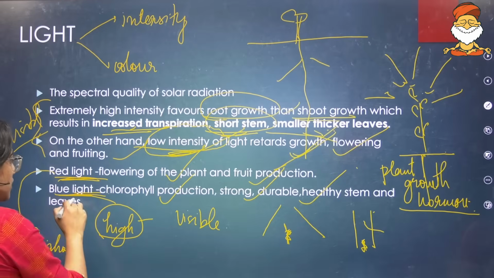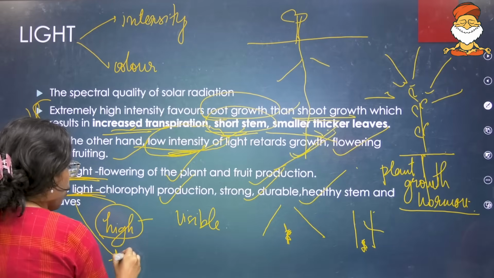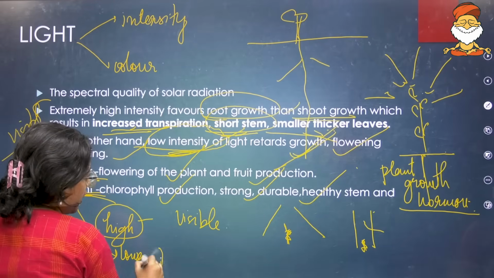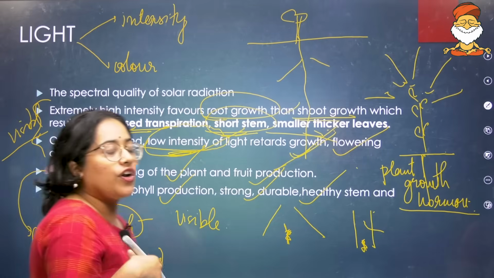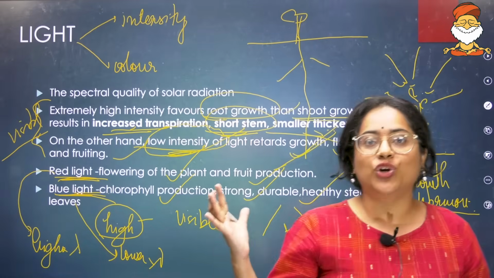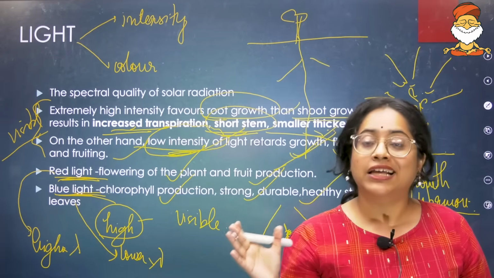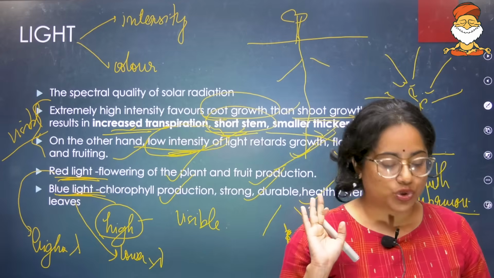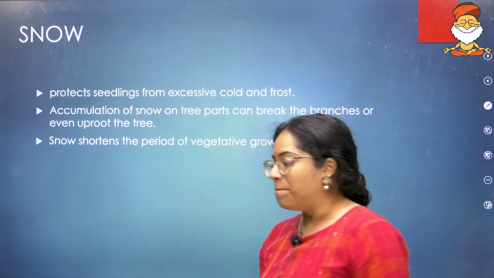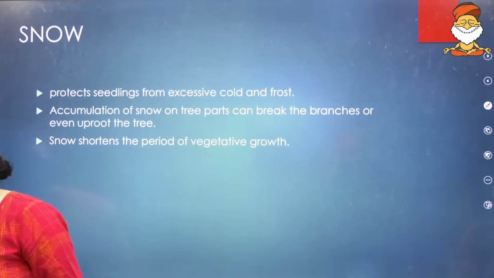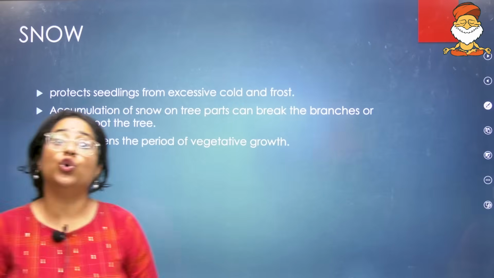plant and fruit production, and here lower wavelength of light gives your chlorophyll production, strong durable things? Yes, that can also be mentioned. So just keep these points in mind. Now moving on to another abiotic factor, which is your snow.